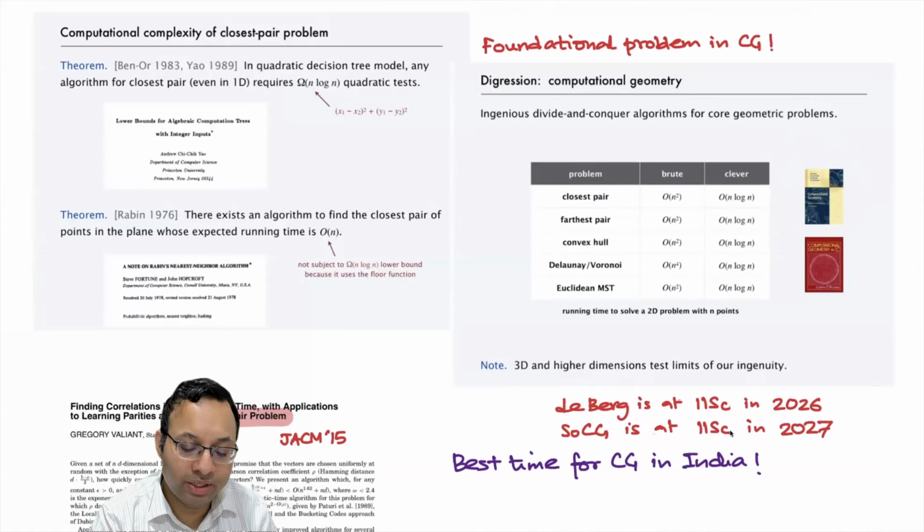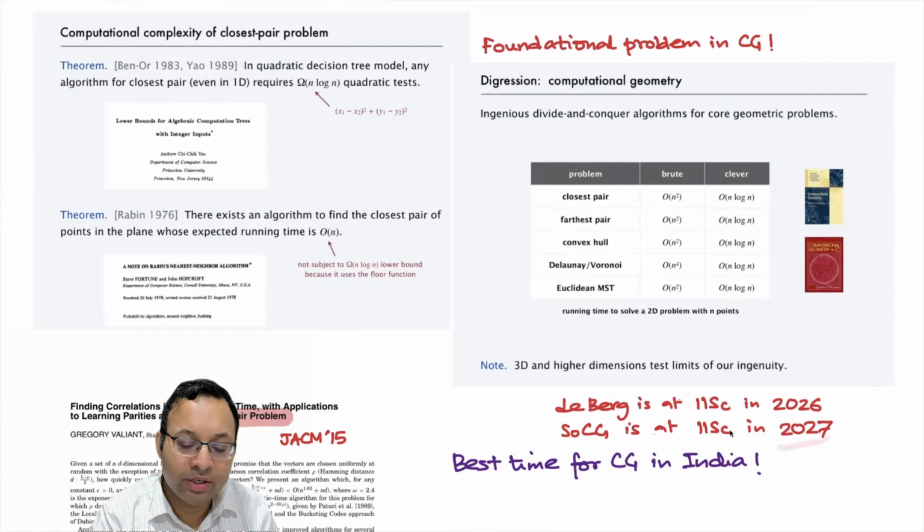This is a textbook by Mark de Berg. And Mark de Berg will be visiting IISc in 2026. And the top conference in geometry is called the Symposium on Computational Geometry, SoCG. It's also coming to IISc, the first time in South Asia and the Global South, second or third time overall. It's coming to IISc, of course the first time in India, in 2027.